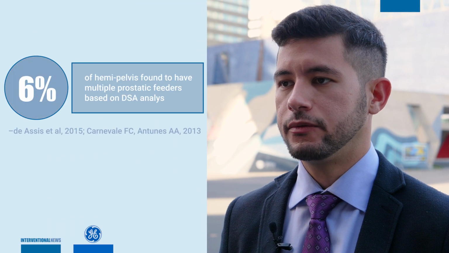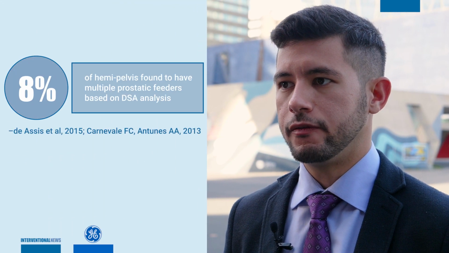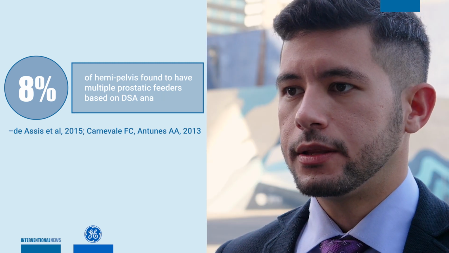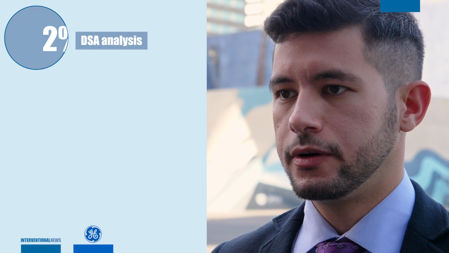In 2015, the study based on DSA found that only 80% of the hemipelvis had multiple prostatic feeders. We recently analyzed all PAEs performed between 2017 and 2021 with CBCT acquired from the internal iliac arteries. We have found that the anatomical types prevalence was similar to what is described in the literature.